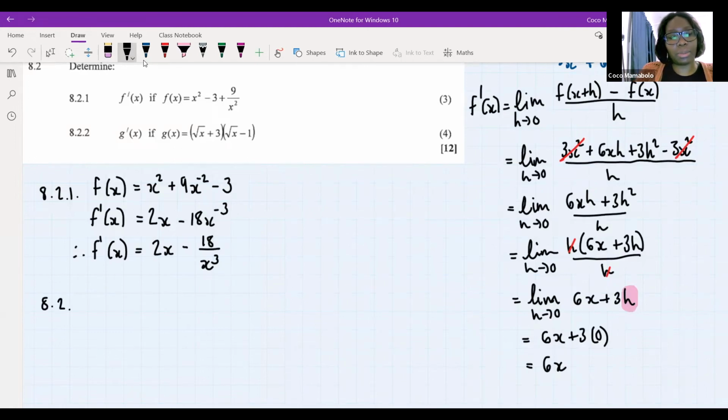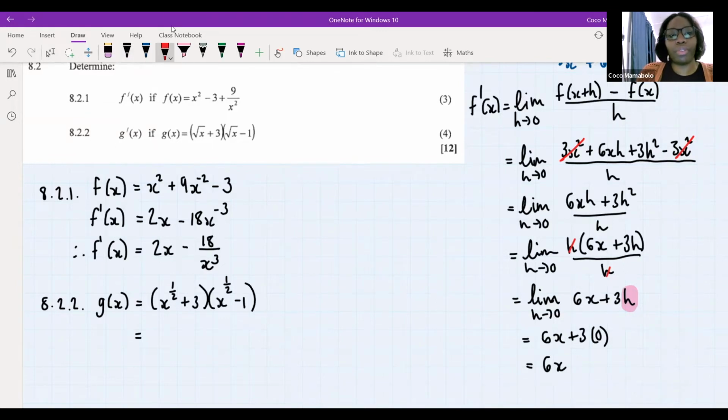Then we're going to look at 8.2.2. And again, we're going to have to do some rearranging, guys, because this isn't very pretty and I don't like it. There's square roots and things that nobody wants. So I'm going to rewrite the square root of x as x to the power of a half. And that's going to make my life so much easier. I'm going to write this as x to the power of a half plus 3 multiplied by x to the power of a half minus 1.